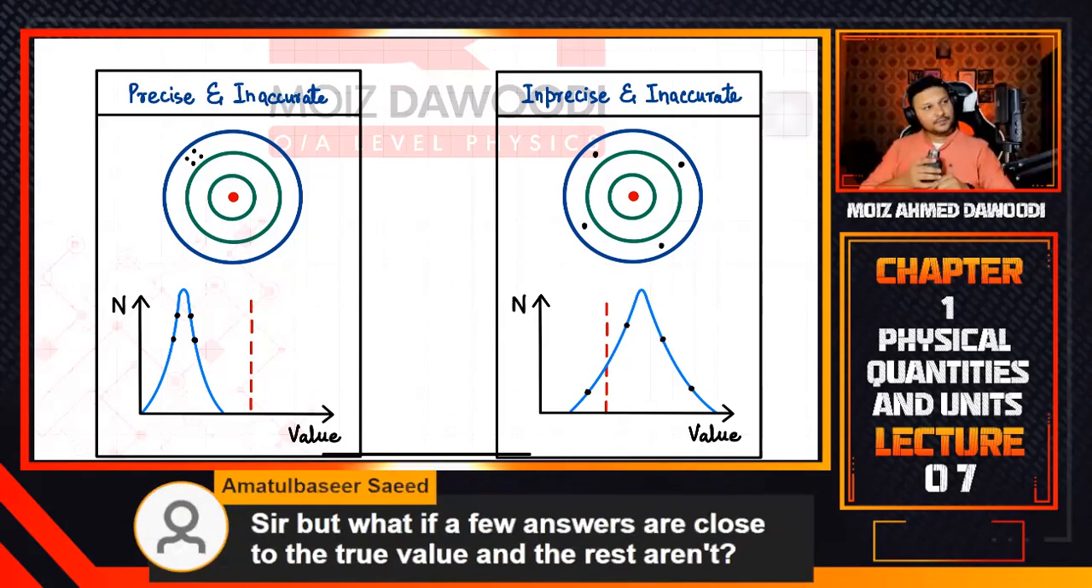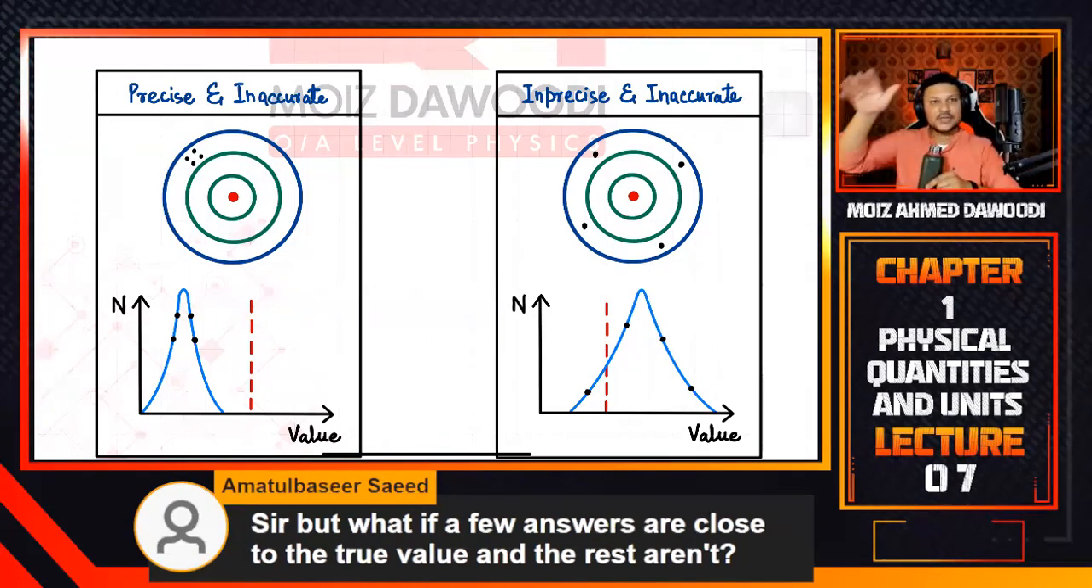But sir, what if a few answers are close to the true value and the rest are not? So altogether, the set of data will still be considered as imprecise. Okay. Because they are not close to each other and not all close to the accurate answer either. So if you look at the set of data altogether, that will be inaccurate as well.